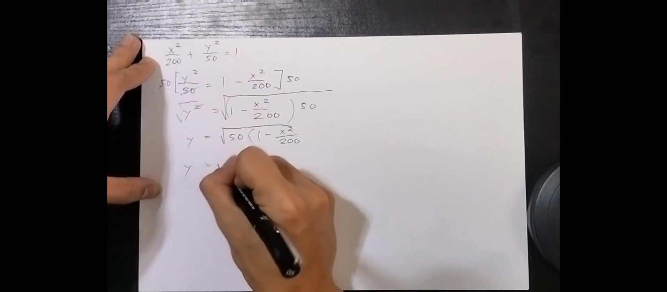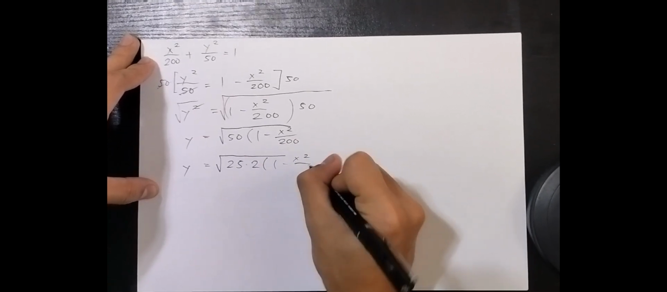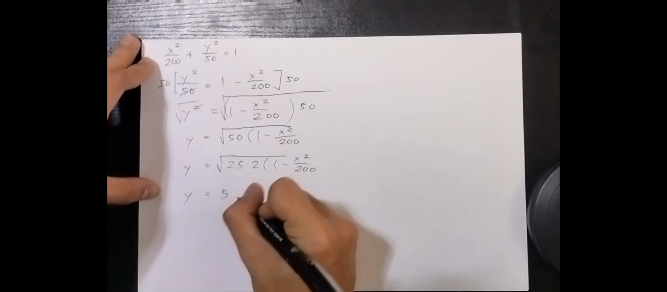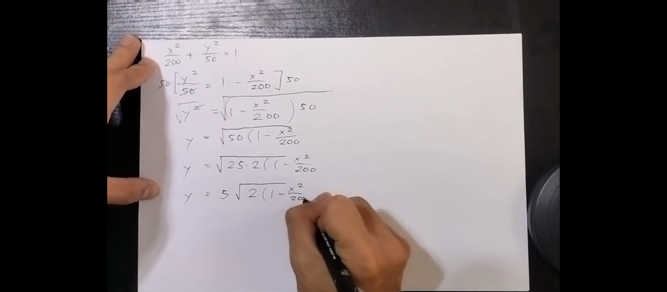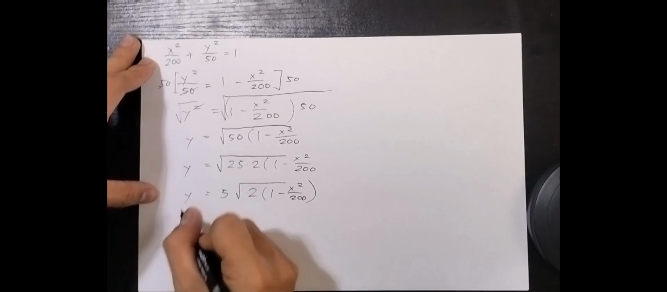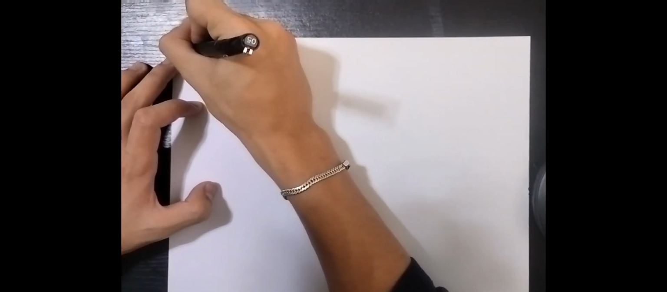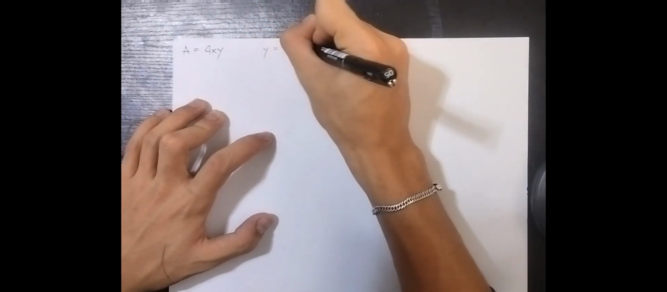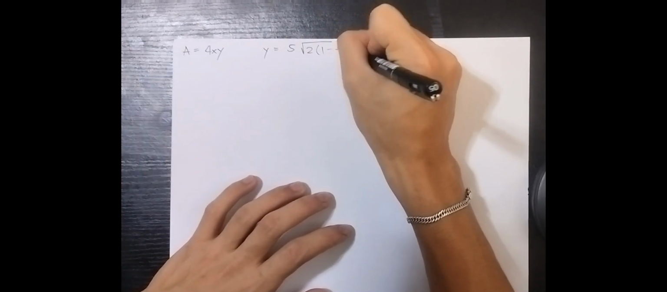We can factor 50 into 25 and 2. So y is equal to square root of 25 multiplied by 2, open parenthesis 1 minus x squared over 200. 25 is a perfect square. So the answer will become y is equal to 5 square root of 2, open parenthesis 1 minus x squared over 200. Now we have the y value. We can now plug the value of y into area is equal to 4xy. Our y value is 5 square root of 2, open parenthesis 1 minus x squared over 200.